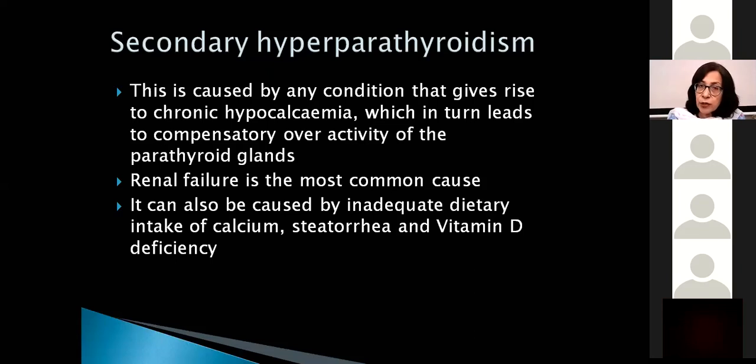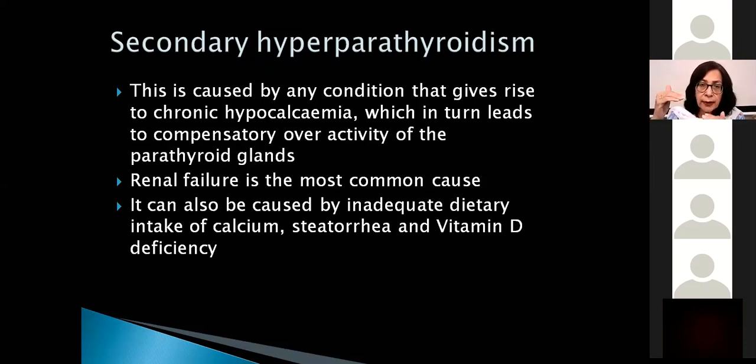Now we come to secondary hyperparathyroidism. It is any condition that gives rise to chronic hypocalcemia, which in turn leads to compensatory overactivity of the parathyroid gland. Remember always that in endocrinology, any disease that is primary means the gland which is producing the disease is abnormal, right? That is primary. Secondary means something other than the gland.